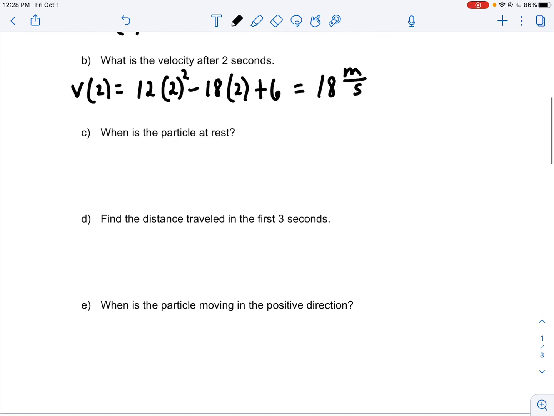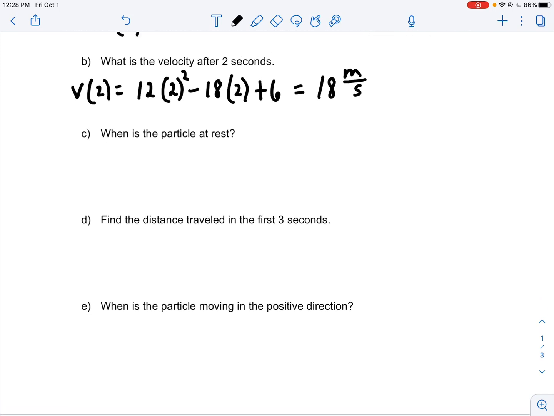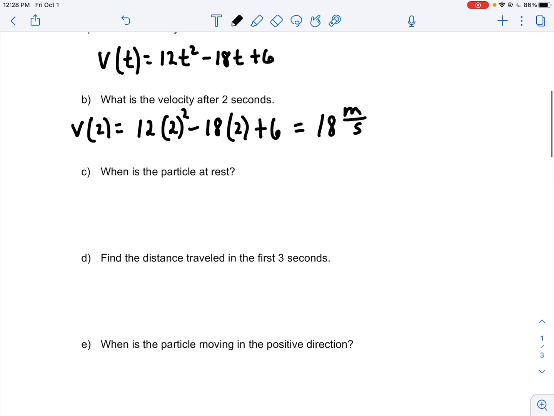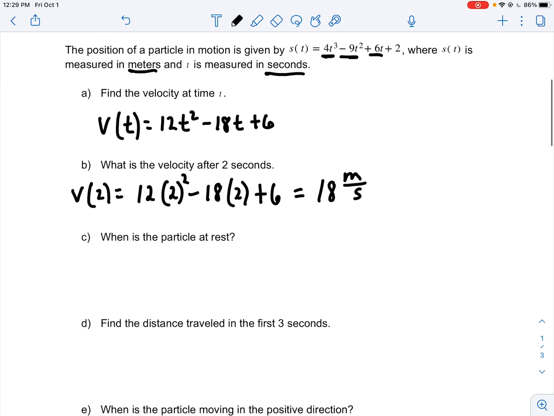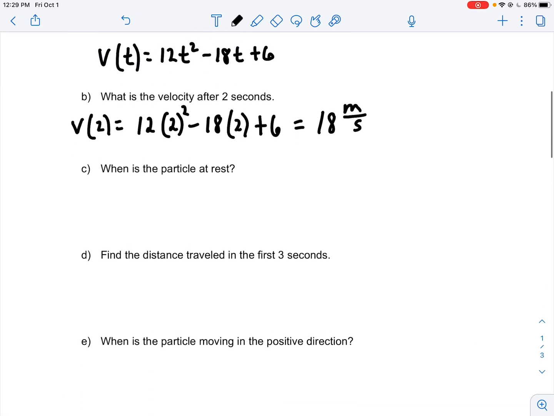Then, notice what this asks us. When is the particle at rest? I need you to think about this. When a particle is at rest, that means our velocity is 0. We're not moving. So we need to figure out where in relation to this particle's motion our velocity is equal to 0. So we need to take our velocity function here and set it equal to 0.